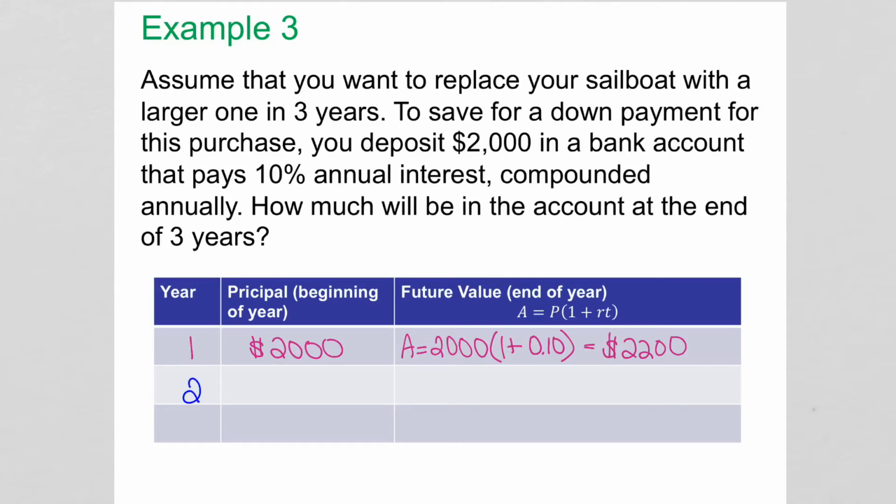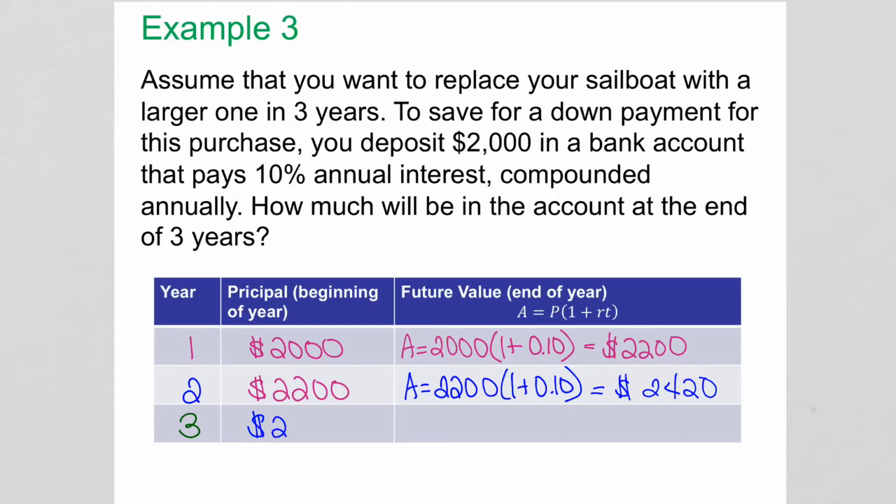So in year 2, your principal amount is $2,200. So now we use 2,200 for your P. And at the end of year 2, you'll have $2,420. For year 3, we use $2,420 for your P.